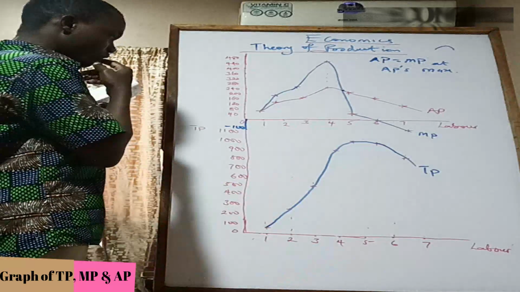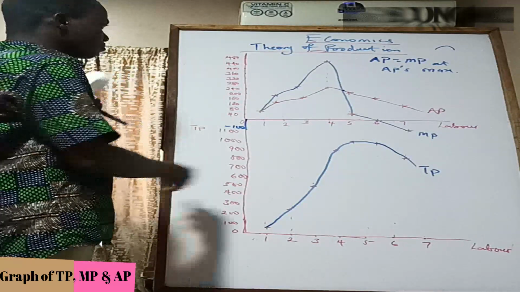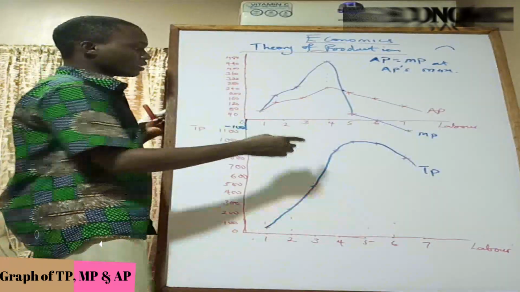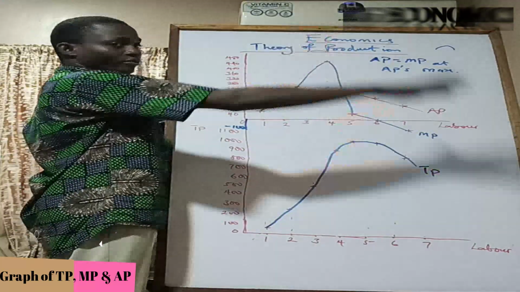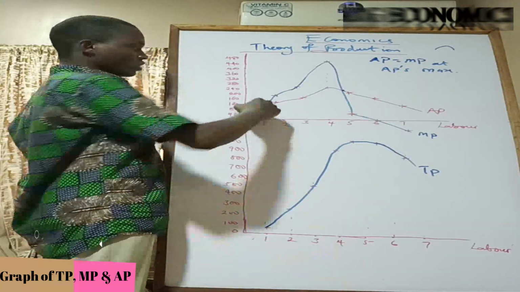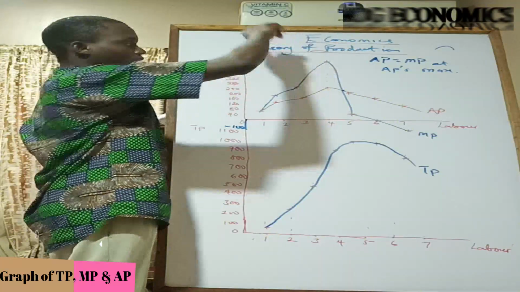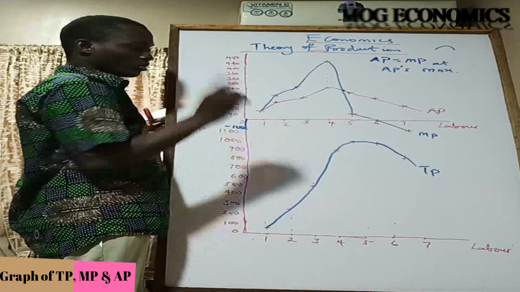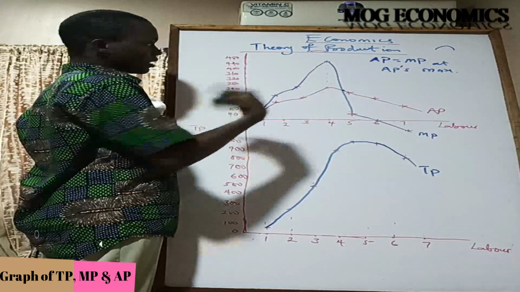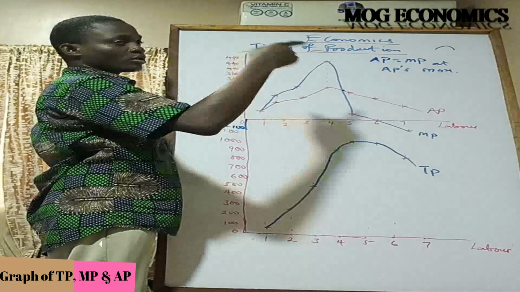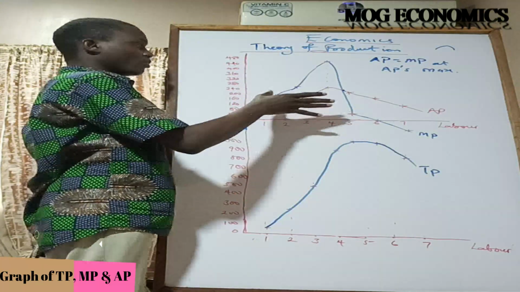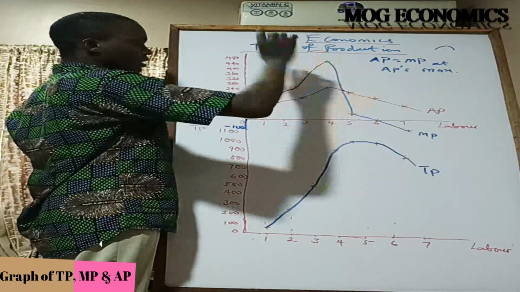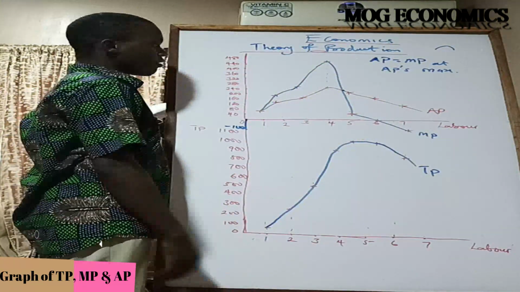So let's look at some relationships. First, the relationship between MP and AP. What can you say? The first is that MP rises and falls faster than AP. It's a Yahoo boy: go faster, die faster. So it's rising faster and falling faster than AP. The second is that MP is equal to AP at AP's maximum. It's not really showing here, but that is it. It's meant to be at the top of AP.